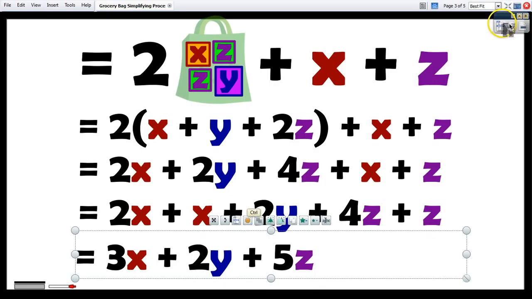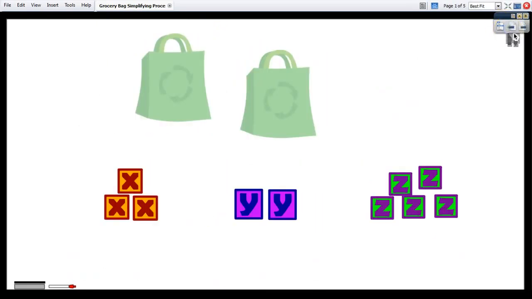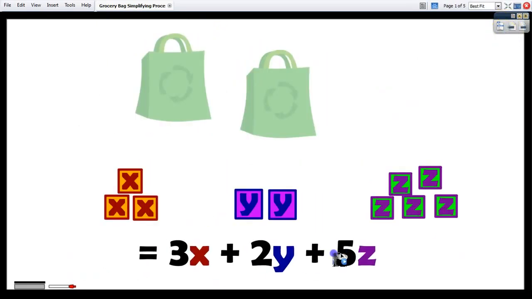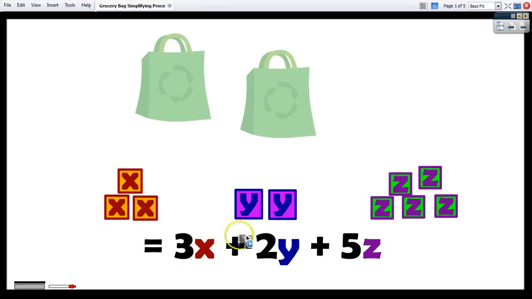And if we were to take this and go back to our original slide, we would see that it matches up. 3x plus 2y plus 5z. And so this is how we simplify algebraic expressions when we've got both things in bags and out. The process is still the same. Think about what you would do with groceries in terms of taking them out of the bag, grouping like items together, and then organizing them into separate piles. And it's the same exact process we want to do with simplifying algebraic expressions.